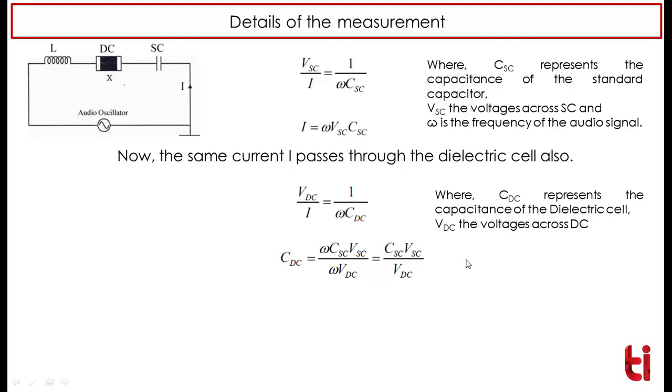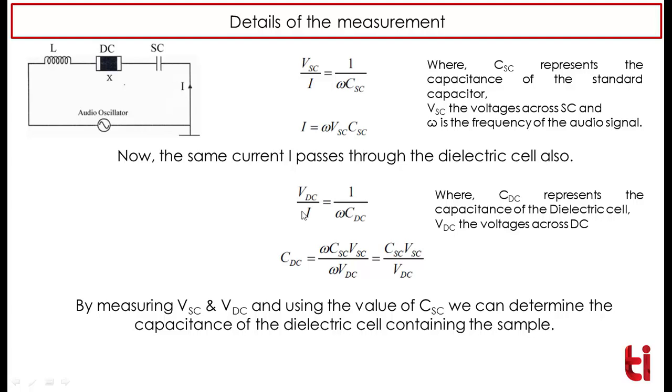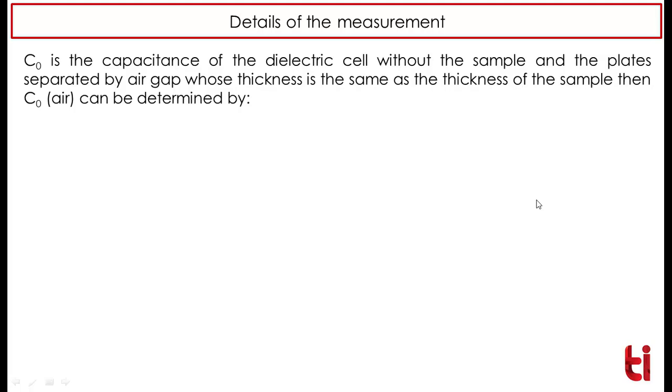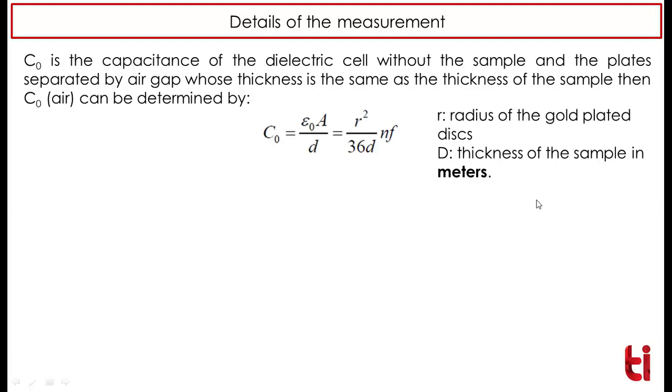So what does this tell me? What this tells me is that by measuring the voltage across the standard cell and my dielectric cell, and using the value of the standard capacitor, which is already known to me, we can actually determine the capacitance of the dielectric cell containing the sample. And afterwards, the next step that we need to do is to determine the value of the capacitance of the capacitor when there is no sample.